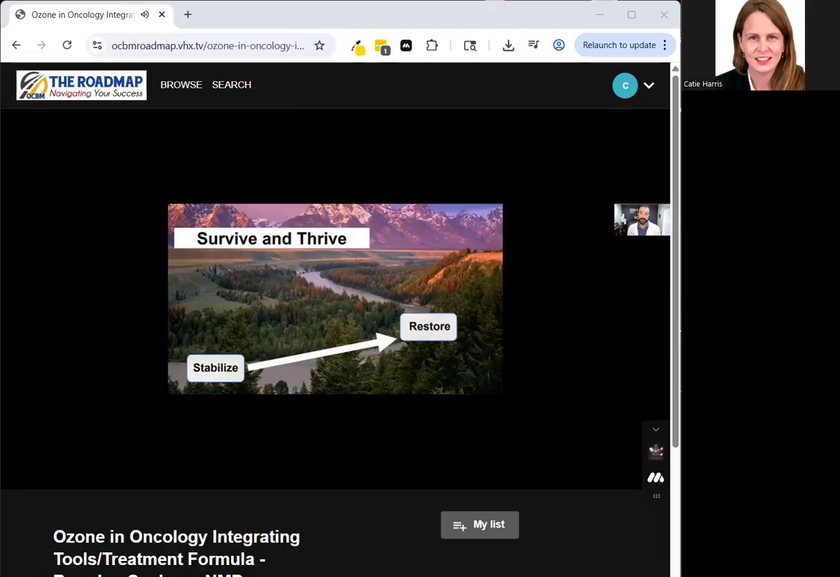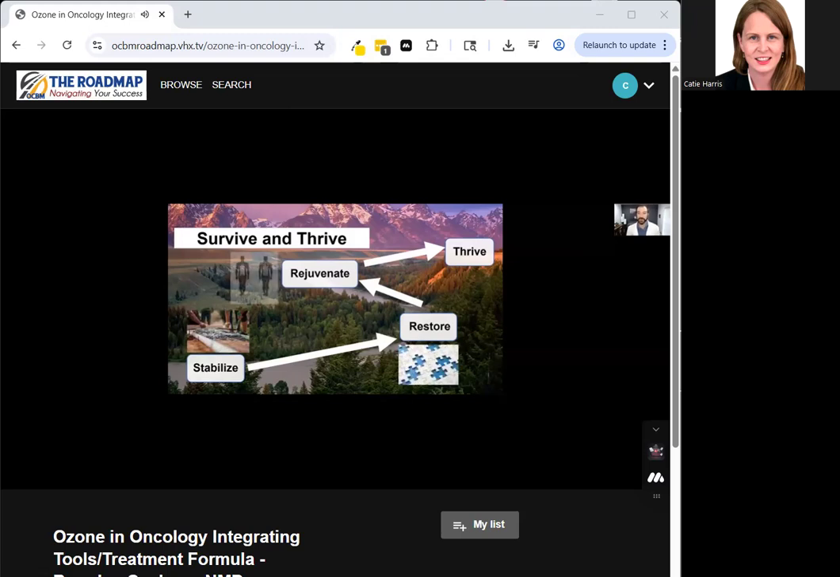So halfway up the river, we're in the restore phase, and then I call it the rejuvenate phase. And then at the very top, this patient is truly thriving, and we're holding them to thrive. So I have my little drawings there. Obviously, stabilizing the patient is foundational support. Everything that you're hearing in this conference is helping you address the foundation. This is the terrain, right? This is the foundation of their terrain.